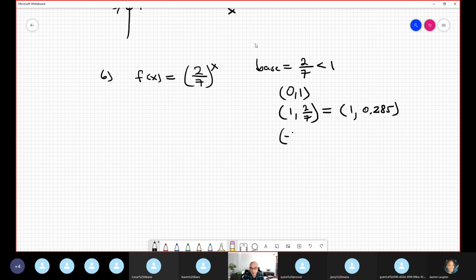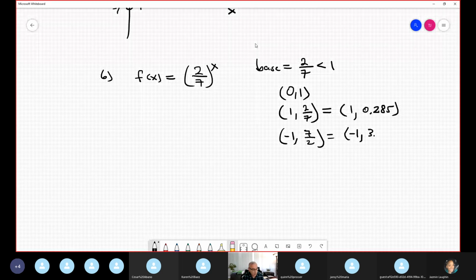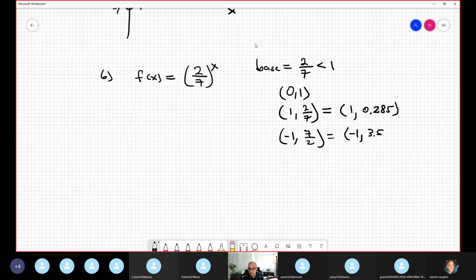And negative 1 is the reciprocal, and the reciprocal is 7/2, which is 3.5. So it's the point (-1, 3.5). In this case, it's exact. And so this one is an approximation. This is approximate, and this is not approximate, this is exact. Okay, but then the graph looks like that.